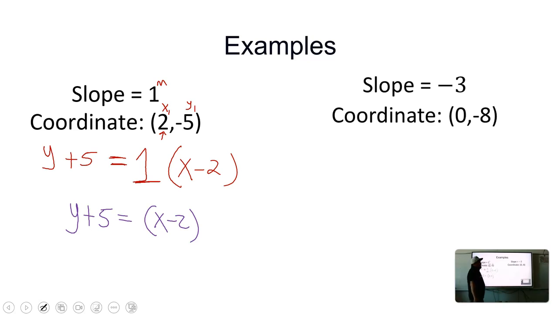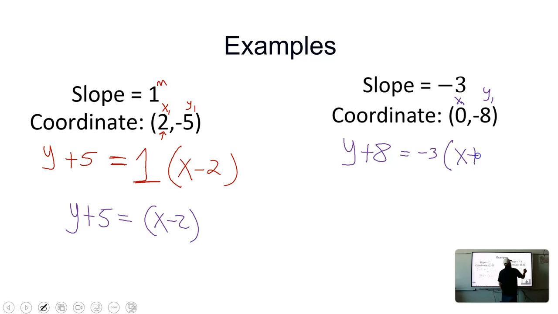Okay, over here, we're going to do y. This is y1, which is a negative 8, so we're going to do the opposite and say y plus 8 equals, the slope is negative 3. Now, what do we see for the x1? x1 is just a 0. So we could write it as x plus 0, but we don't really need to write down that 0.